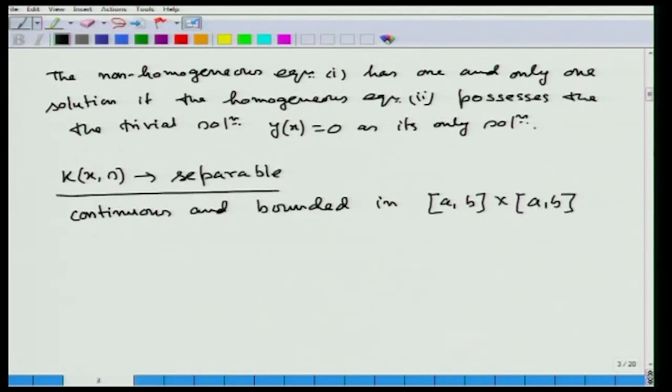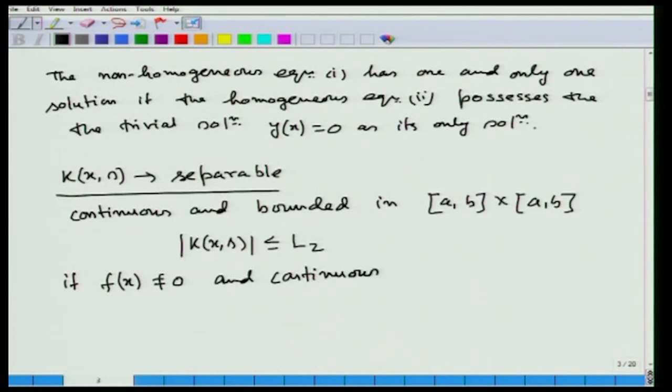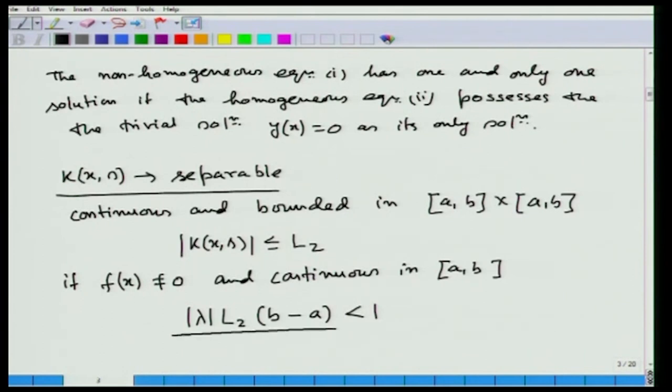So, now we can denote the bound of this k(x,s) as less than or equal to L 2. These are the properties required for the kernel, and if f(x) is not equal to 0 and continuous in the interval [a,b], then the sufficient condition which will guarantee the existence of a unique solution of equation 1 is given by modulus lambda times L 2 times (b minus a) less than 1. You have to keep in mind that this condition is sufficient but not necessary.